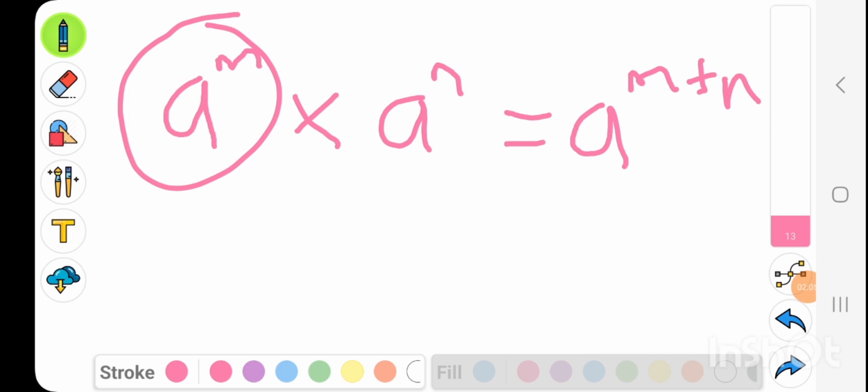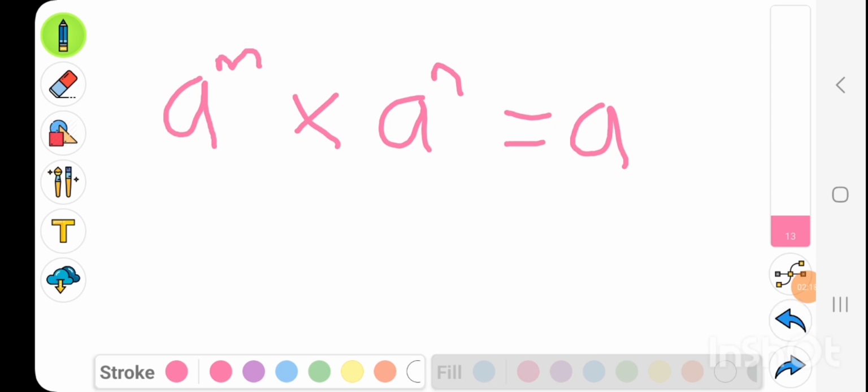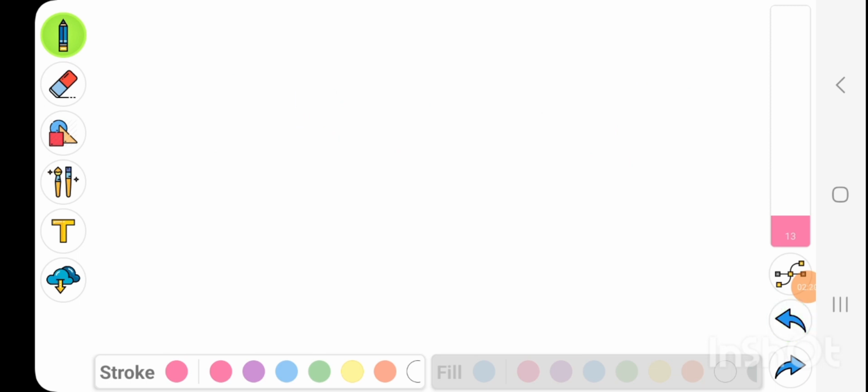All you need to do is, you don't multiply the bases. That's not how it works for the same base. You just have to add the powers. It's that simple. So, I will show you another example with actual numbers.